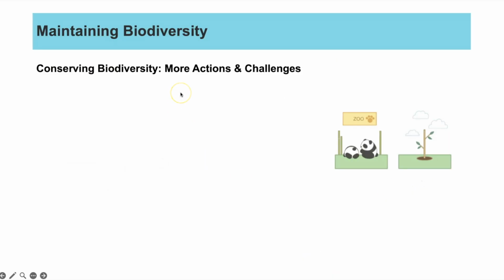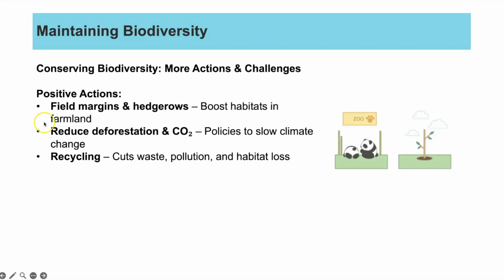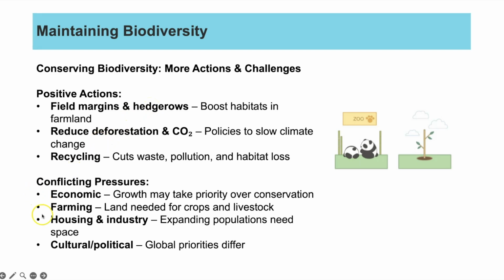Maintaining biodiversity does have some challenges though. Although we want to try and do these different things to increase biodiversity, so you might want to put hedges in farms because that provides a habitat if you have them in your fields, reduce deforestation and try and recycle more. The conflicting issues are, a lot of these are expensive either for farmers or for the individual. Farmers need land for growing. We need to have housing for humans, but if we're building, then there's going to be deforestation, and also cultural and political global priorities might vary worldwide.